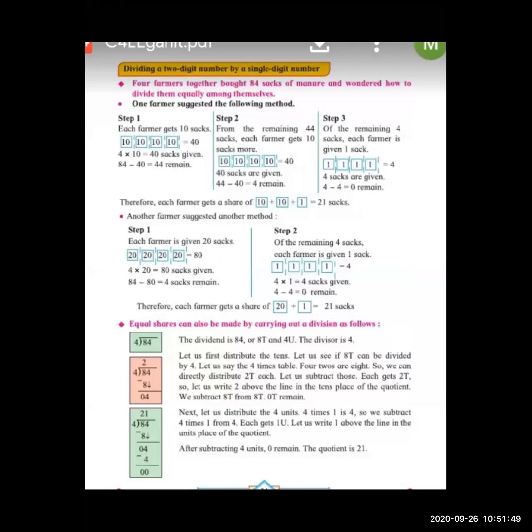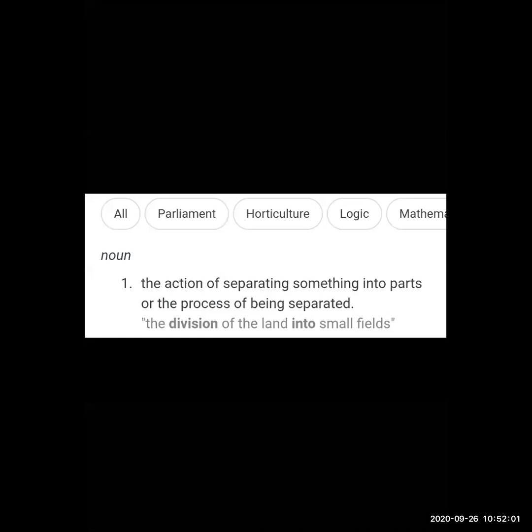Wait a second. I'm going to explain the definition of division first of all. After that, we will move to the next. Definition means what? It's a meaning. Okay, now look here. The definition of division: it is the action of separating something into parts or the process of being separated.